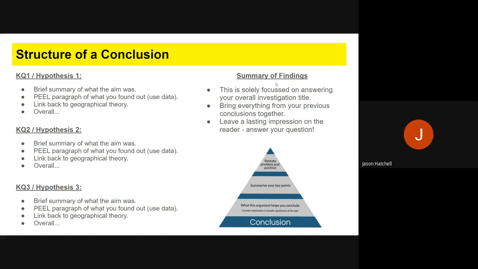This is where you bring everything together to answer that question. And you try to leave a lasting impression on the reader that answers your question. So the reader is very aware of what you have carried out and what the answer to the investigation was.